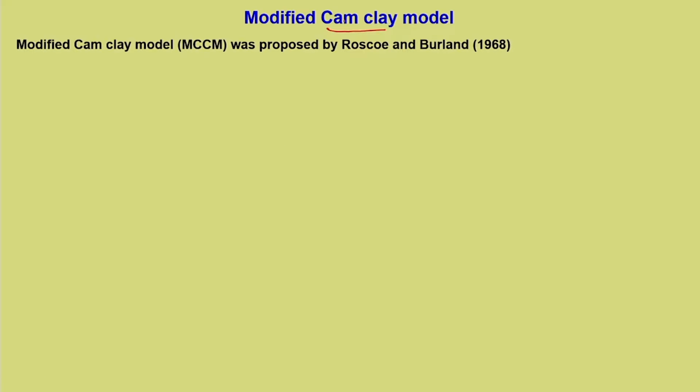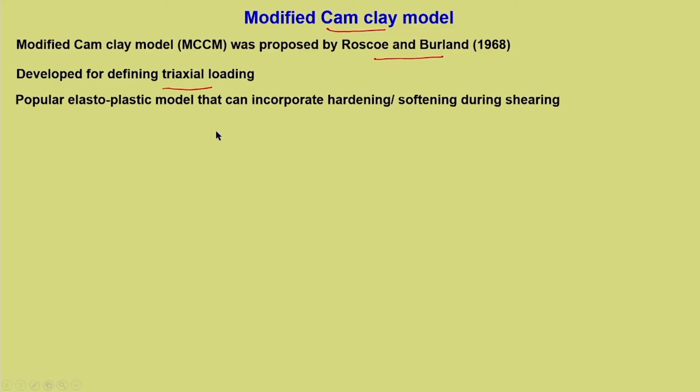In fact, Camp-Clay and modified Camp-Clay model were more or less developed during the same period. The initial one was proposed by Schofield and Roth, and later the modified Camp-Clay model was proposed by Roscoe and Burland in 1968. And we know that these models were essentially developed for defining the triaxial loading or the triaxial test. These are popular elastoplastic models that can incorporate hardening, softening that happens during shearing.